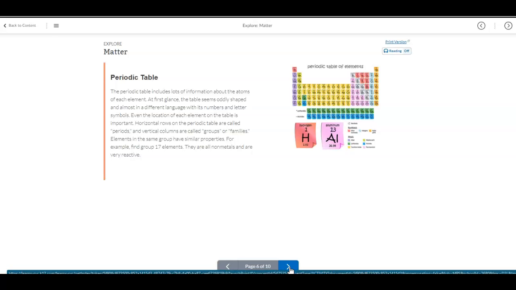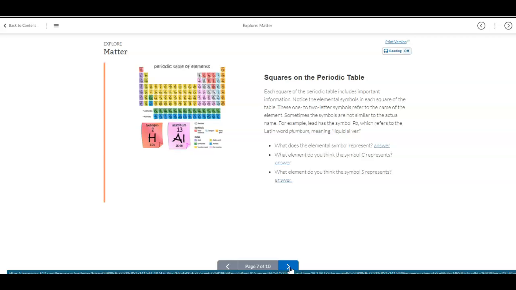The periodic table includes a lot of information about atoms of each element. At first glance, the table seems oddly shaped and almost in a different language, with its numbers and letter symbols. Even the location of each element on the table is important. Horizontal rows on the periodic table are called periods, and vertical columns are called groups or families. Elements in the same group have similar properties. For example, find group 17 elements. They are all nonmetals and are very reactive.